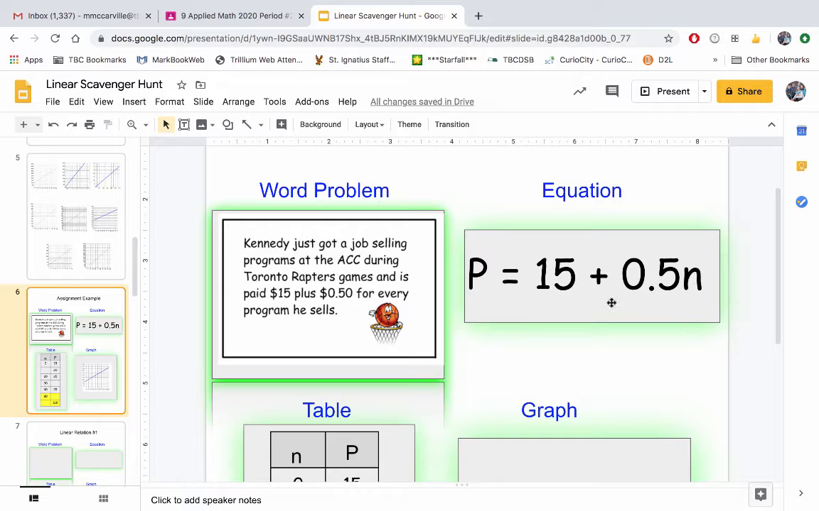So let's think of an example. Let's make it easy. Let's say he sold one program. Well, one program times 50 cents or $0.5 is 50 cents plus the 15, he'll make a total of $15.50. Now, if he sells 10 programs, well, 10 times 0.5 is $5. Plus the 15 he gets, the fixed value, will be a total of 20. So this equation matches nicely with this word problem.